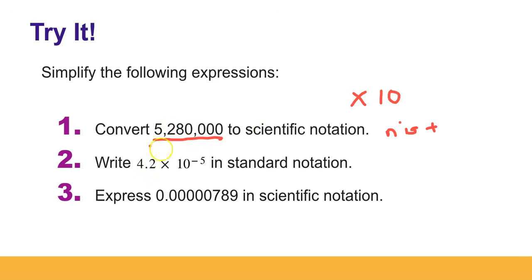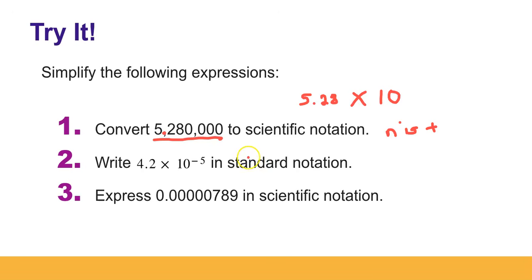So I want this number between 1 and 10. So if I put my decimal right here, I have 5.28. Okay, that's between 1 and 10. So that's going to be my coefficient, 5.28. And you don't have to write the zeros after it. You can, you don't have to.